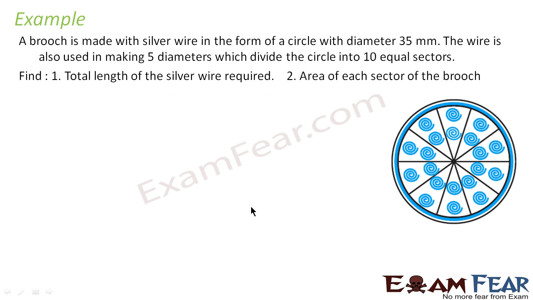One more question. A brooch is made of silver wire in the form of a circle with diameter 35 millimeter. Here the unit is in millimeter, please note. The wire is also used in making 5 diameters which divide the circle into 10 equal sectors. So this is 1, 2, 3, 4 and 5. Because this is the same, right? So these 5 diameters are used to divide this brooch into 10 equal sectors.